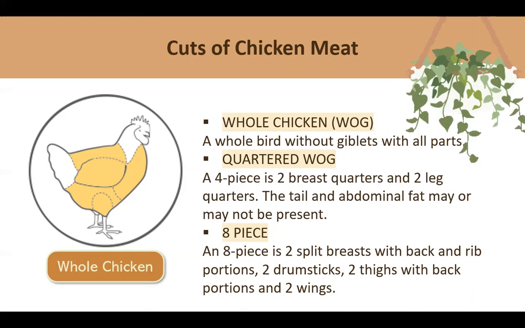Next is the eight-piece. An eight-piece is two split breasts with back and rib portions, two drumsticks, two thighs with back portions, and two wings. Now to learn how to cut eight-piece, please watch this video.